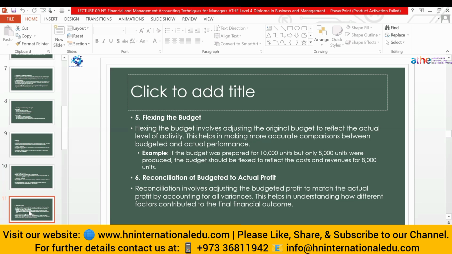For example, if the budget was prepared for 10,000 units but only 8,000 units were produced, all right? The budget was for 10,000 units, commodities, and we were able to go for only 8,000. The budget should be flexed to reflect the cost and revenues for 8,000 units. So we're going to shift the budget again. The 2,000 is going to be distributed among the, what do we call them, workers as a bonus surplus, or we can reinvest in another project. It all depends on the entrepreneur's decisions.